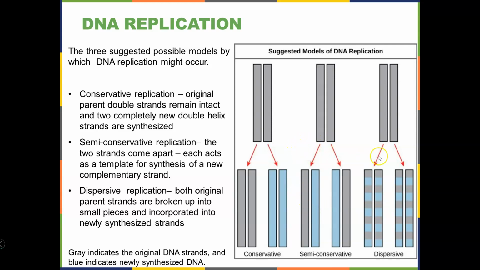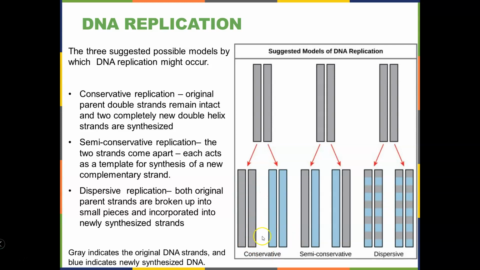And what they found through some very clever fractionalization experiments, the radioactive heavy nitrogen is heavier, literally, than the non-radioactive nitrogen. It's a heavier isotope. It's a very careful screening process to separate the two. What they found was an answer to the question, is DNA replication a dispersive, a semi-conservative, or a conservative process?